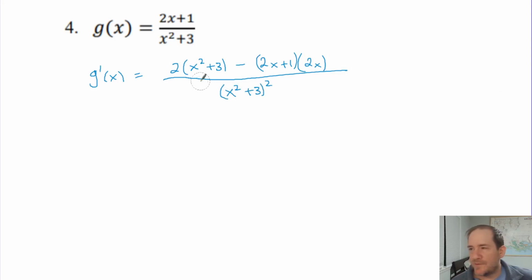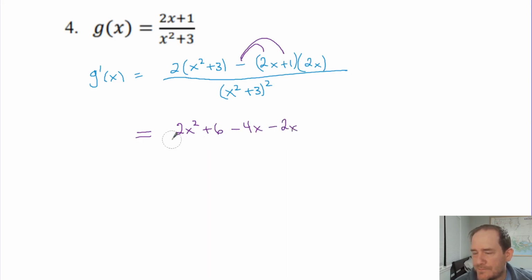So again, the derivative part, the differentiating, should be a piece of cake. It's the rewriting that gives me a little bit of nervousness, but take the 2, distribute it, you get a 2x squared plus 6. Now take the negative and distribute it, and then imagine distributing the 2x onto that too. So you'd have a minus 2 times 2 is minus 4x. Then you'd have a minus 1 times 2 is minus 2x. And again, I would strongly urge you to leave the denominator alone. And then just clean up the numerator.